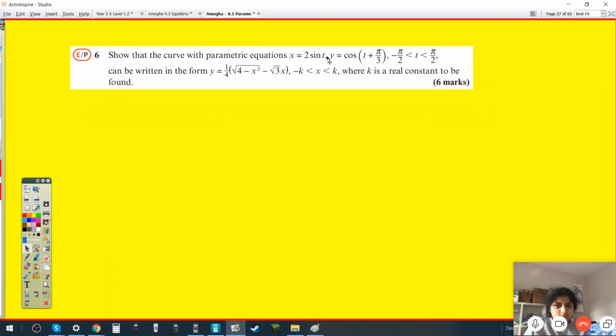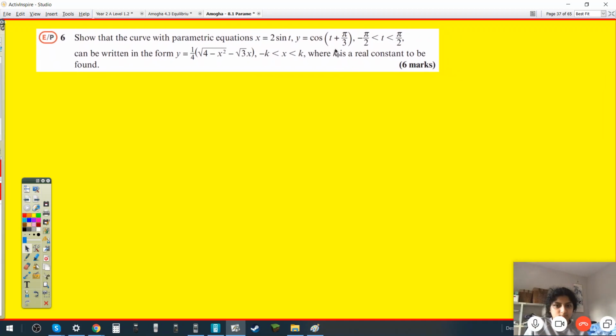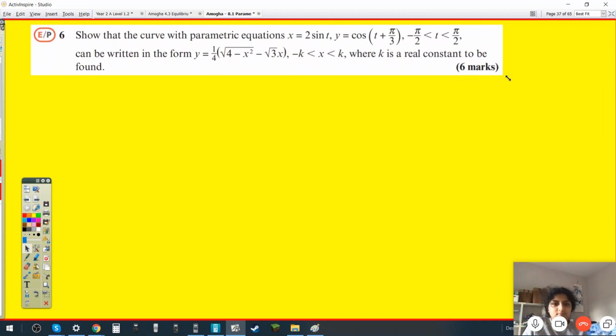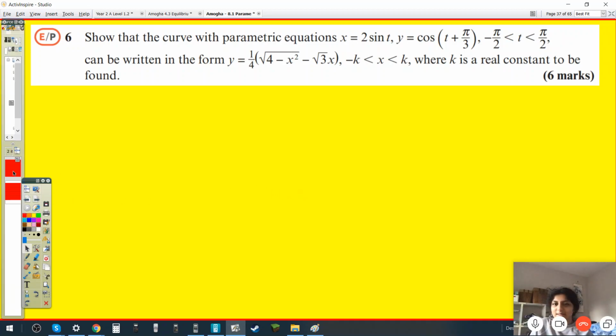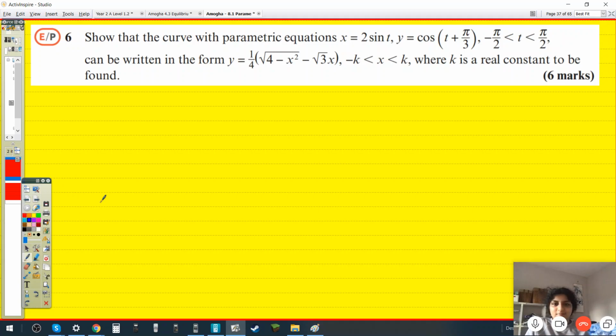Let's see, this one, sine t cos t. What the malarkey is this thing? No idea. Alright, let's try it. Any idea how you do this? No, because you can't really square them. So I think it might be addition angle formula. Oh, because it's t plus pi over 3. Do you remember what that would be?